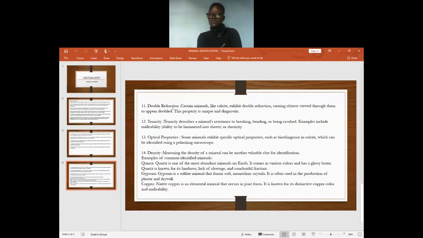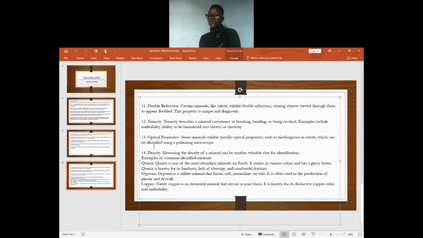Let's look at another way to identify, which is double refraction. Certain minerals like calcite exhibit double refraction, causing objects viewed through them to appear doubled, and this property is unique and diagnostic. Another way to identify minerals is by optical properties, like birefringence in calcite, which can be identified using a polarizing microscope. Another way is by density. Measuring the density of a mineral can be another valuable clue for identification.